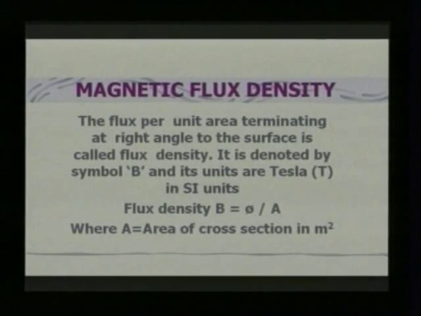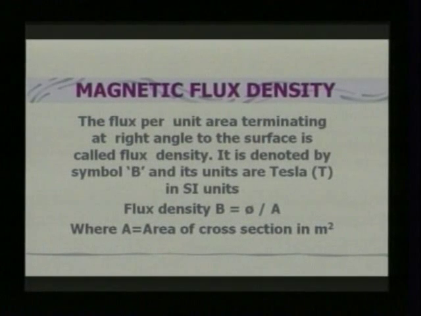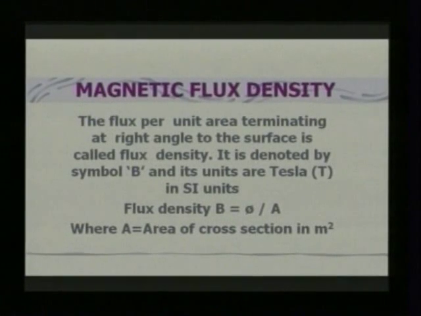The definition of magnetic flux density: the flux per unit area at right angles to the surface is called flux density. It is denoted by symbol B and its unit is Tesla, indicated by T, in SI units. Flux density B is given by phi by A, where phi is the magnetic flux and A is the area of cross section in meter square.